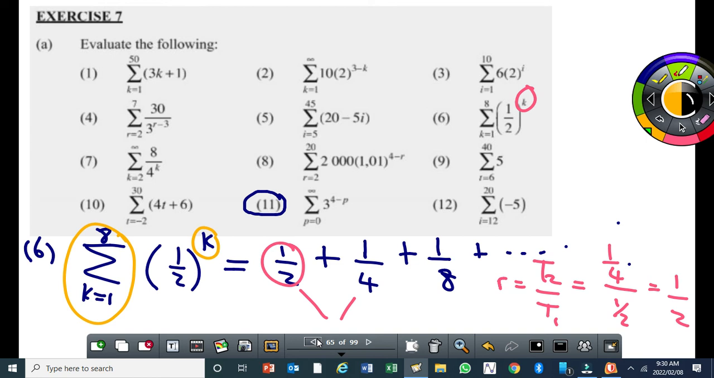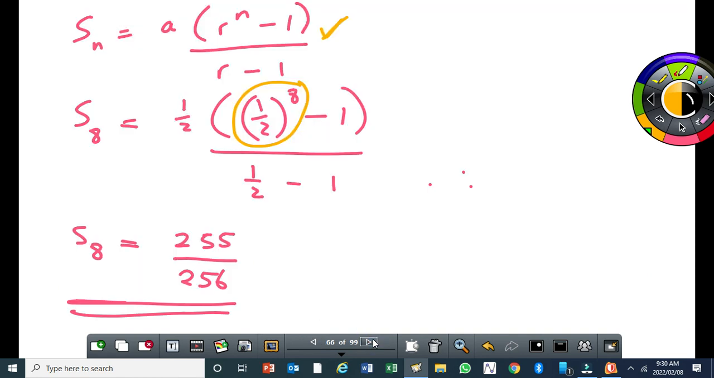Please remember, there are two types of series. A finite series where you know the number of terms, and infinite series where you don't know the number of terms. So here, we know the number of terms. Therefore, we are dealing with a finite geometric series. Hence, we have to use this formula. Sn equal to A times r to the power of n minus 1 over r minus 1. Okay? Then we substitute our A, our R, our N, simplify, you will get 255 over 256. So if you did the homework, mark your work.